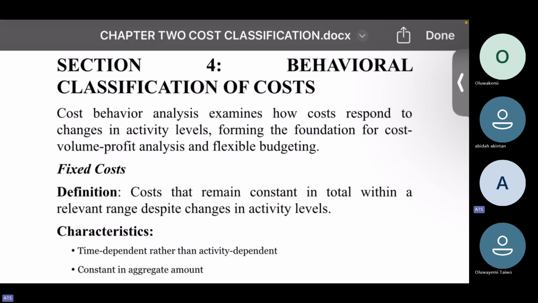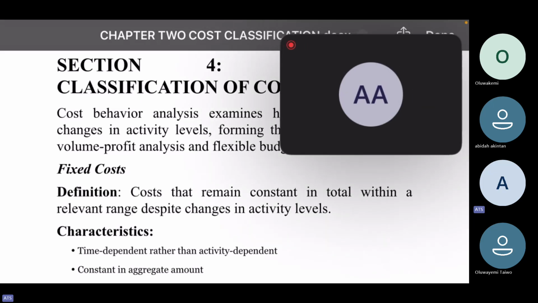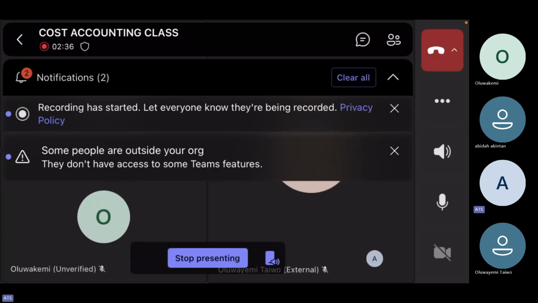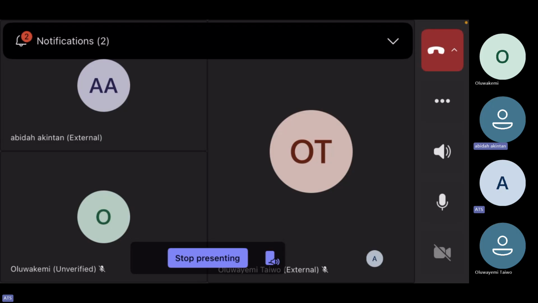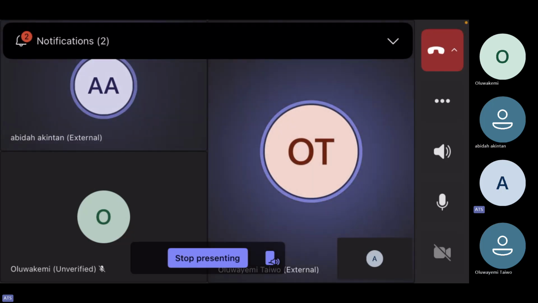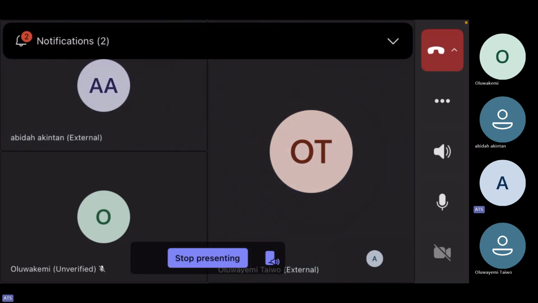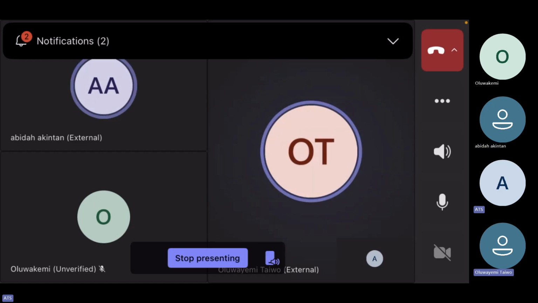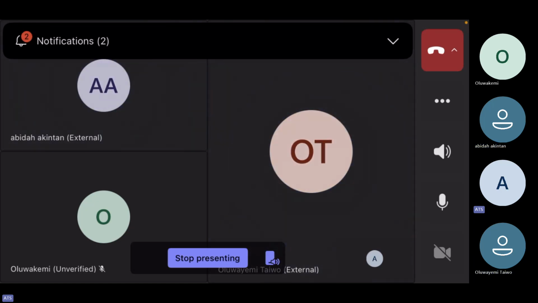But when you look at them per unit, I want somebody to answer this for me now. If I'm producing 10 dresses and I am paying 100K in rent, how much am I paying in rent on one dress? 10,000 naira. Okay. So what if you now increase your number of dresses to 20? 5,000. Exactly. So you see that in total, the rent they are paying remained the same.